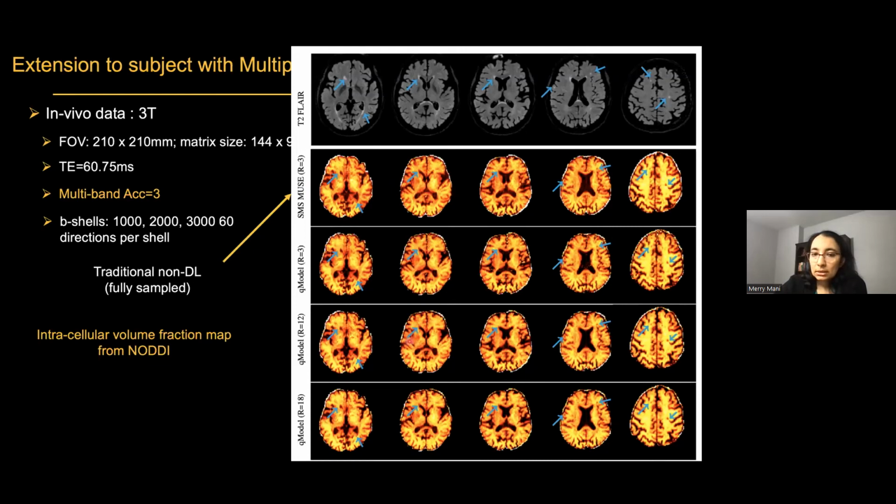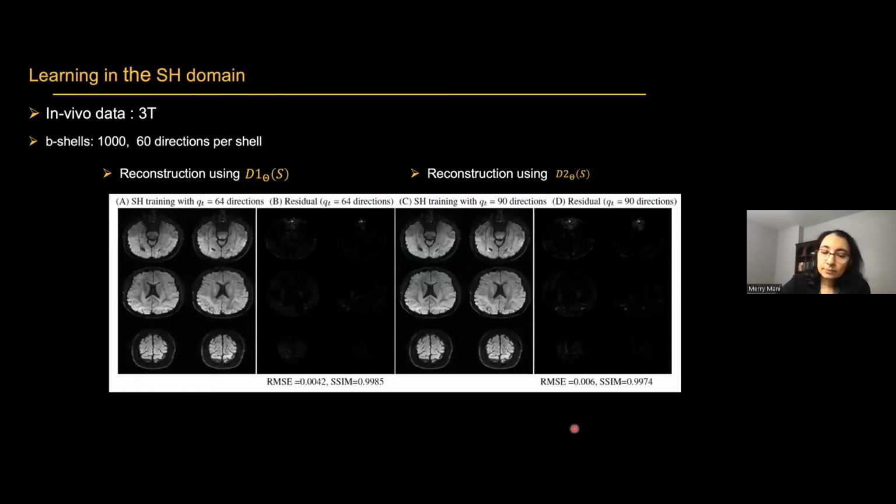You can see that the Q model or the Q-space deep learning method at various accelerations of R equal to 3, 12, 18 all reconstruct these intracellular volume fraction maps equally well. All the lesion characteristics are still preserved in the highly accelerated cases as well.